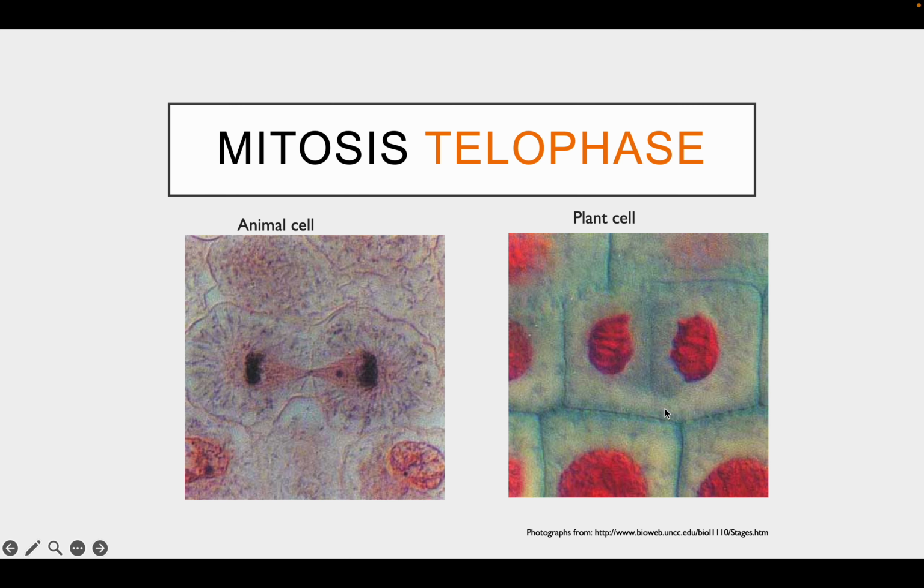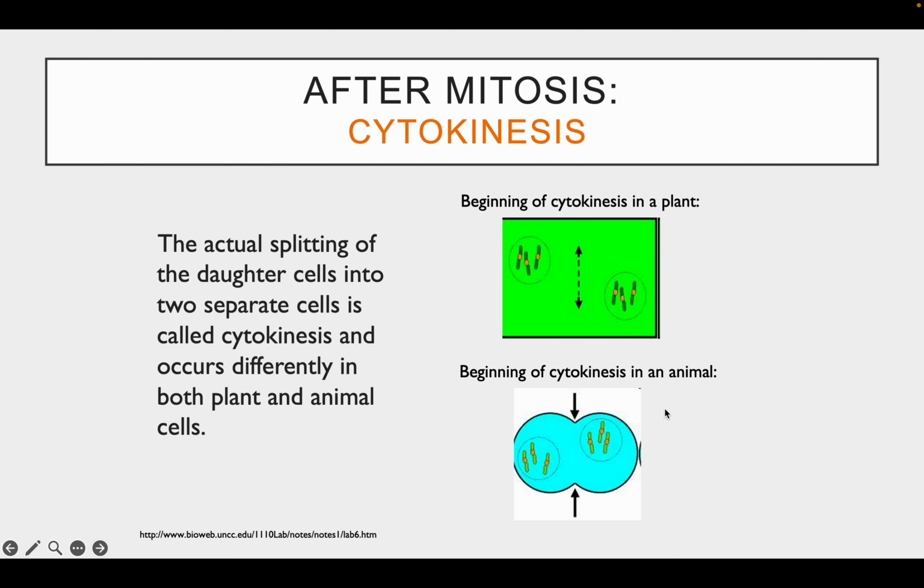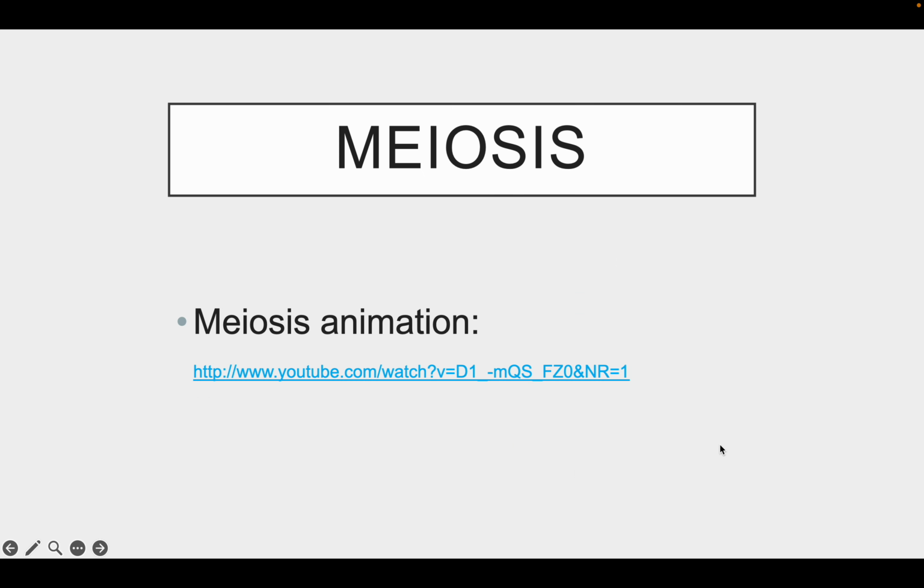This is how telophase looks, and after this cytokinesis happens. In the plant it begins from the center, and in the animal from the outside. How does this furrow begin? In the animal it happens like this, and in plant like this. The actual splitting of the daughter cells into 2 separate cells is known as cytokinesis, and it occurs differently in both plants and animals.